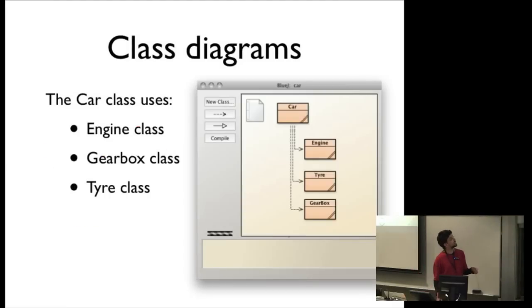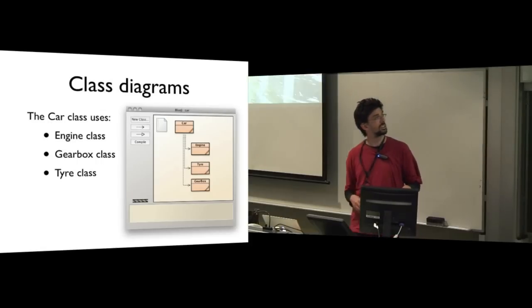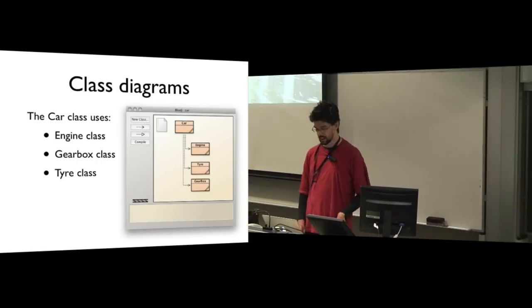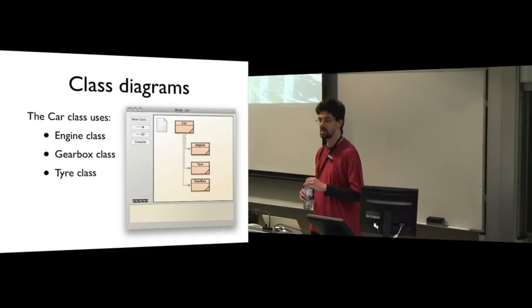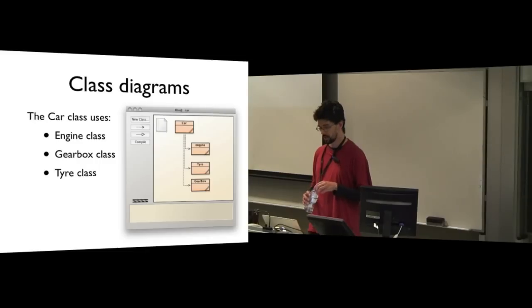So, as I said, we have class diagrams which show how classes are related to one another. Now this doesn't show that our car actually has four separate tyres. It just shows that the car class refers to the tyre class. How it refers to the tyre class, it doesn't actually say, but at least it tells us something about how things are related to one another.